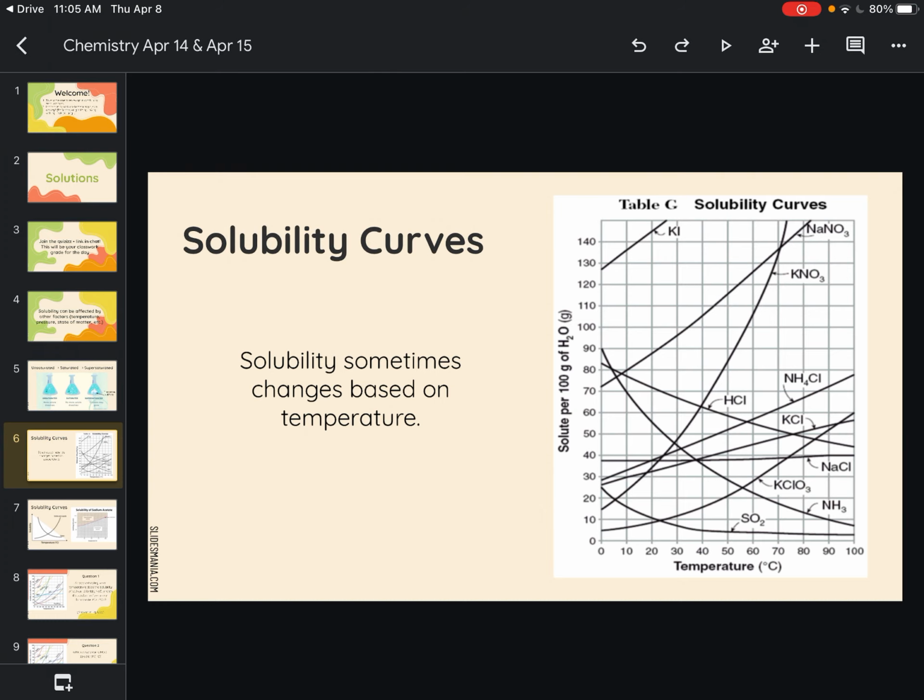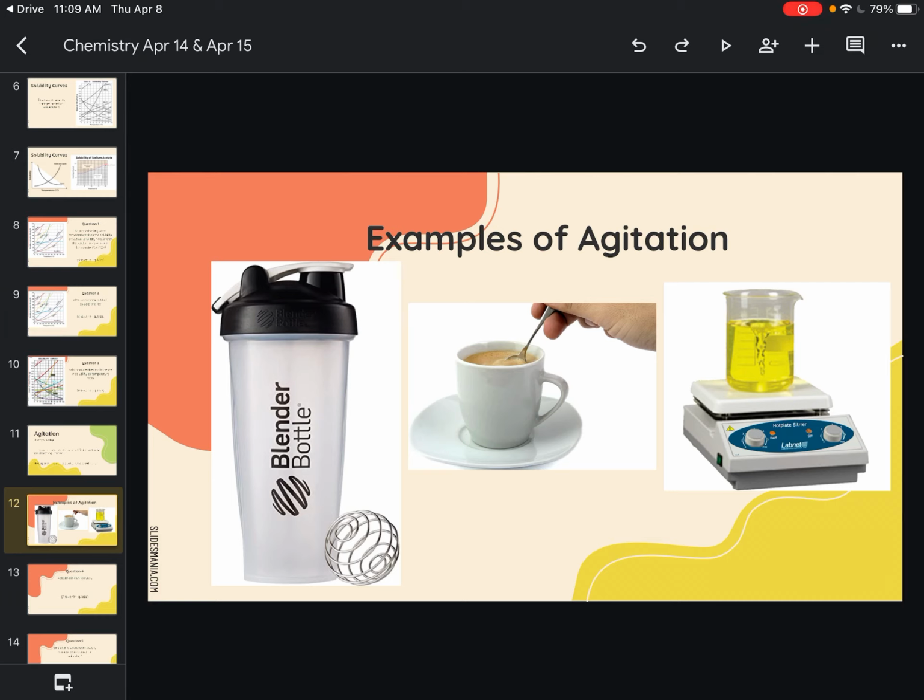And then here are some examples of agitation. Notice, if you have your blender bottle where you're trying to shake up your protein powder, it even has that little ball inside that will cause more and more of that powder to break up and declump so it can be dissolved in the solvent. In the middle, if you're stirring tea or coffee or cocoa, that'll help dissolve. And then on the right, something we use in the chemistry lab. This is a hot plate, but that little table that it's sitting on will shake back and forth and kind of go in a motion where it causes it to be stirred. So these are great if you're stirring something for a long period of time. You don't want to sit there stirring it. You have these plates in chemistry.